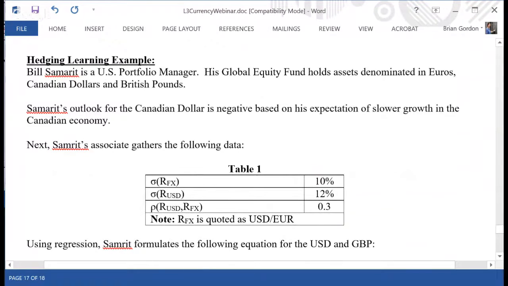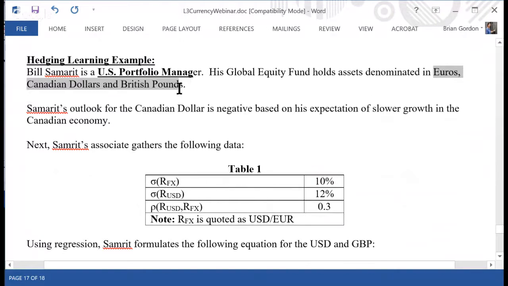Now, to finish this off, here's a hedging learning example. Let's just put this together. It brings together some of the elements that we've talked about here. So pretty typical, I think. We've got this Bill, U.S. portfolio manager. Okay, so you're using our technique. U.S., that's the home currency. We've got a global fund holding assets in euros, Canadian dollars, British pounds.